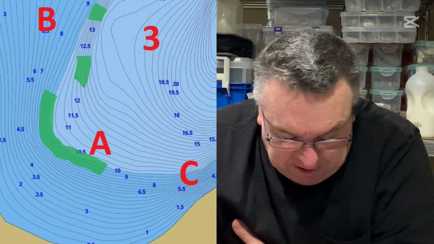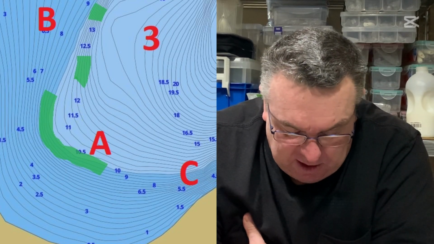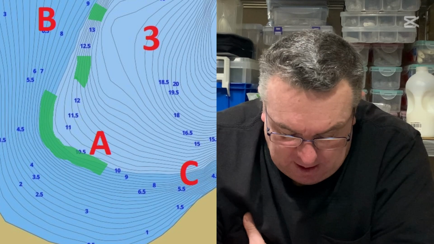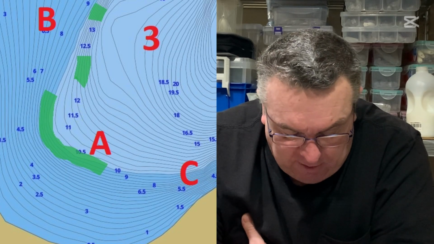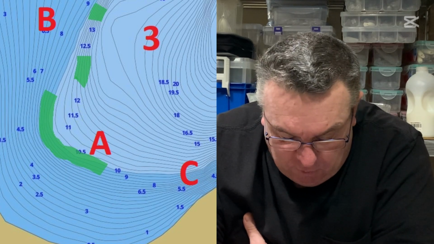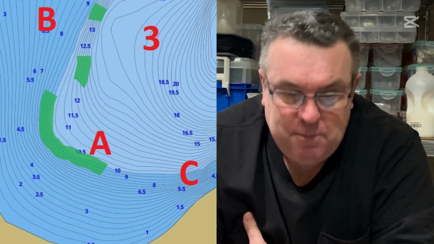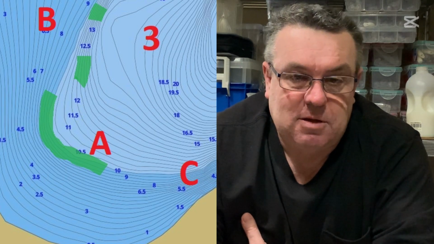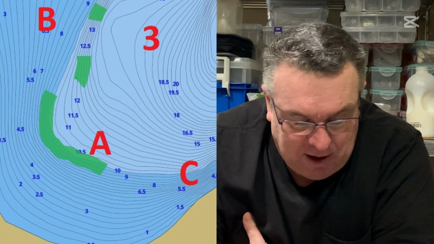And then area C, it's basically just an area where the shallow water contour lines are very close together. So you're going from 1.5 foot to 10 foot in probably 2 long casts. So also a good area to have a look at.